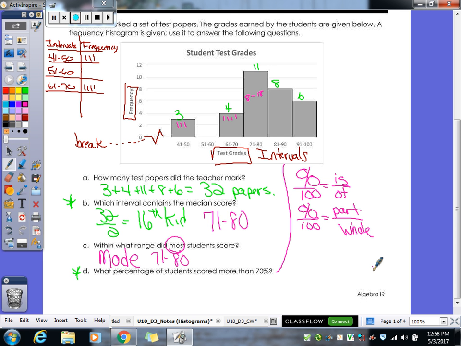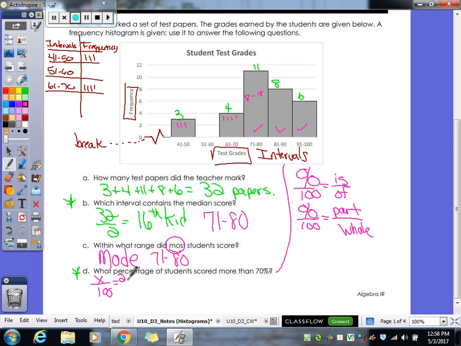Okay, I want the percentage of students who scored more than a 70. More than a 70 are going to be the kids here, here, and here. So it's 11 plus 8 plus 6. That's 25 kids altogether. So I'm going to use my formula. I'm going to say x over 100.